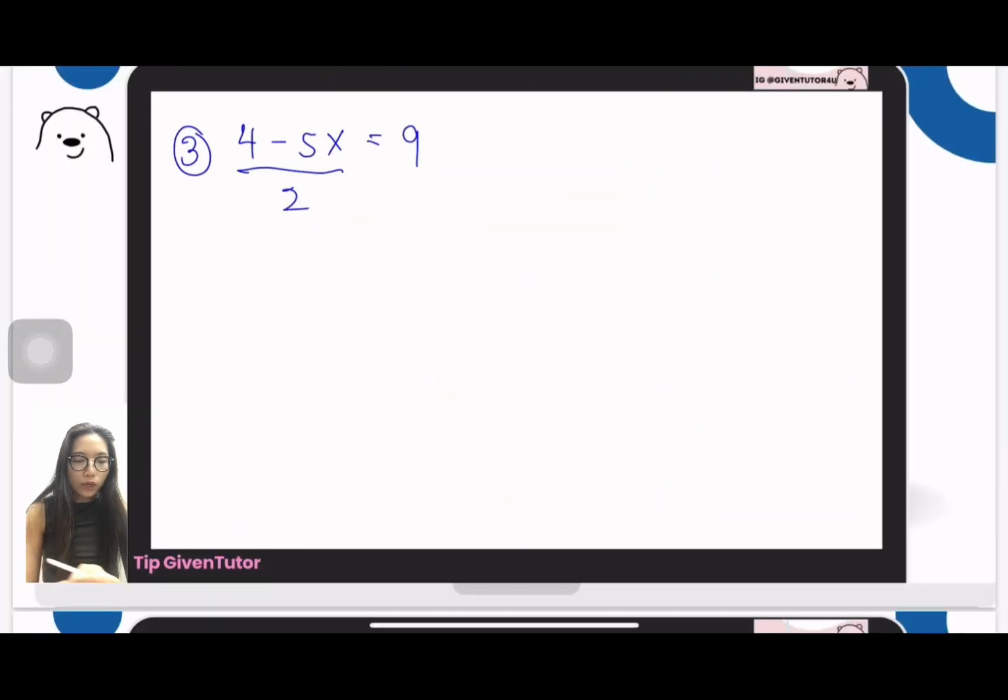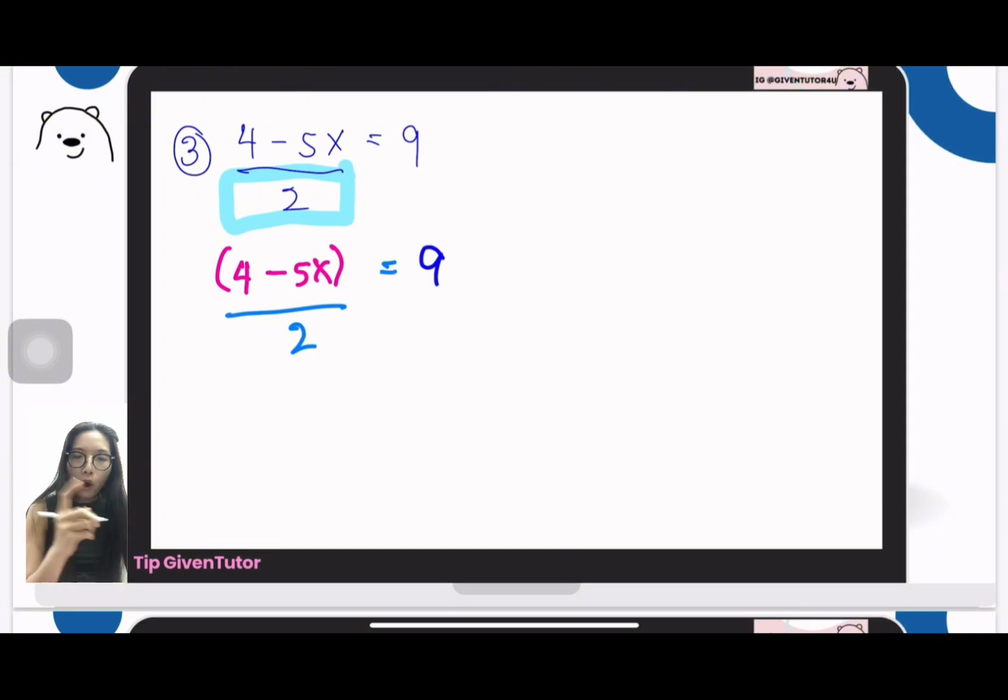Okay, let's go back to this one, number 3. For the 3, what do we do in the first step? This is the division that covers all the things. So when we write it down on the calculator, you have to use the brackets first, and after that divide by 2, and then equal to 9, right? So what is the first step that we see? This is the step I will write down here.